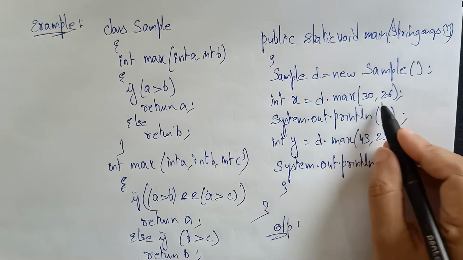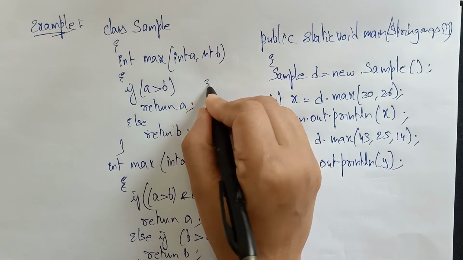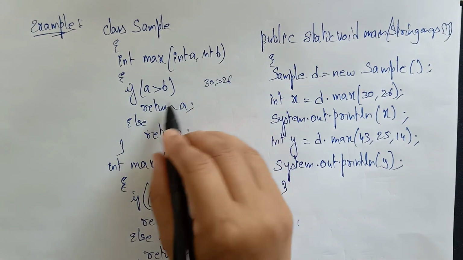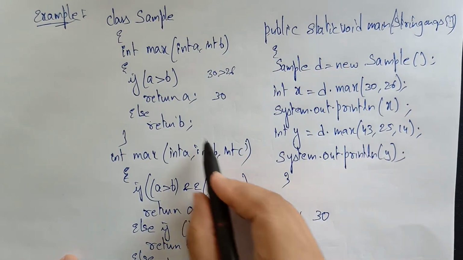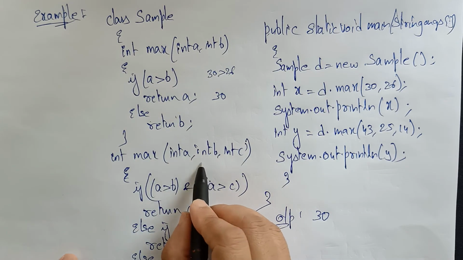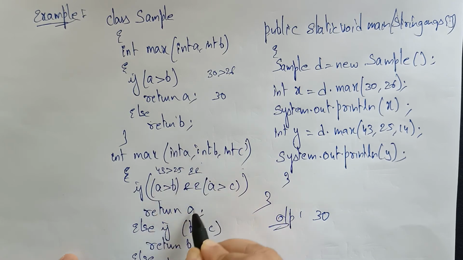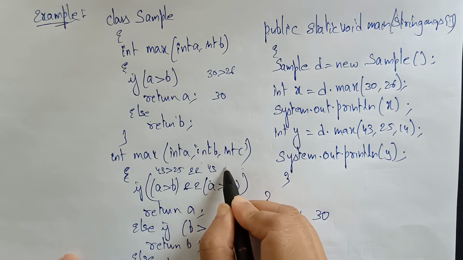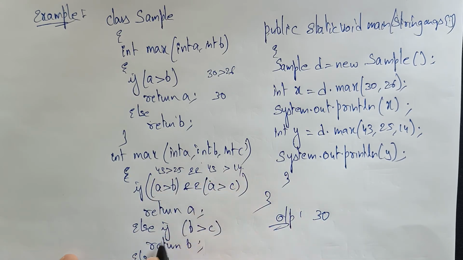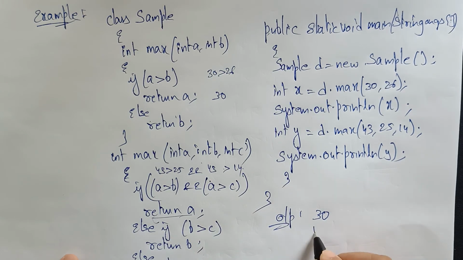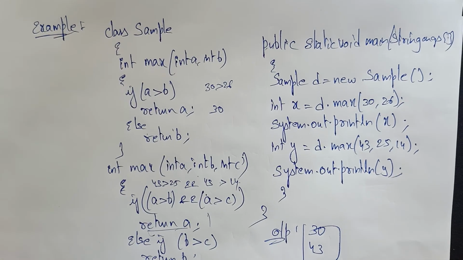For this, what is the maximum value here? 30, 26. First, is a greater than b? Is 30 greater than 26? Yes. If it is greater than 26, then print 30. So the first output is 30. Second one: here 43, 25, 14. 43 is greater than 25 and 43 is greater than 14. Yes, so return a. That means 43 is printed. The first statement is executed. So this is how method overloading functions.